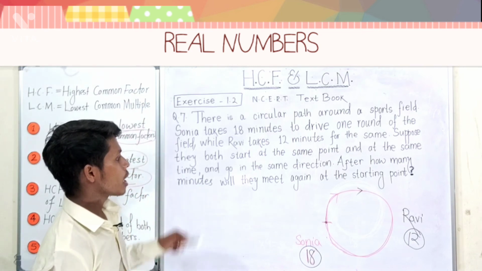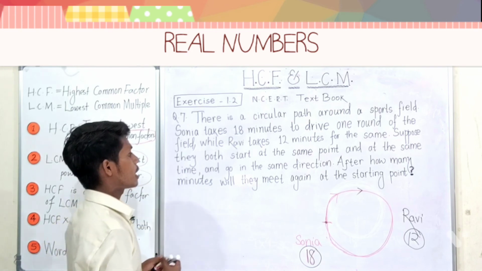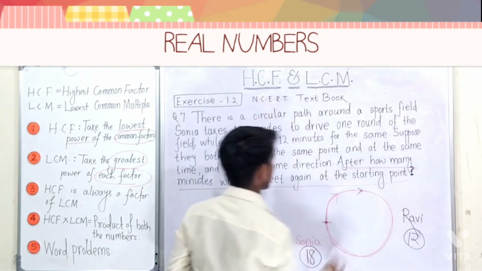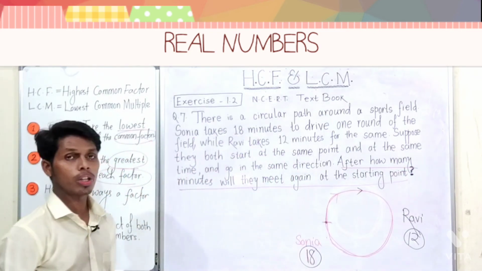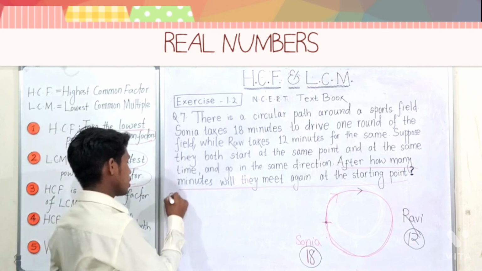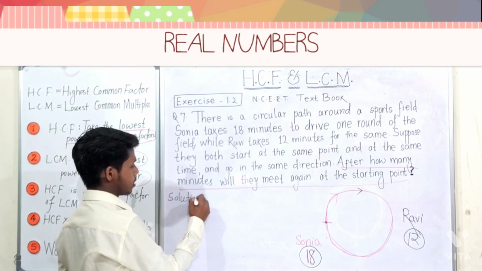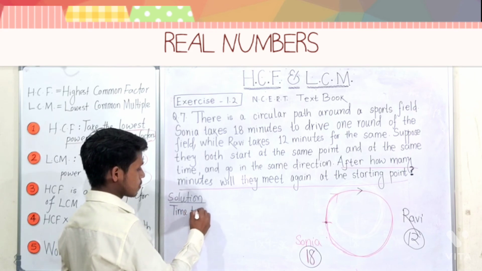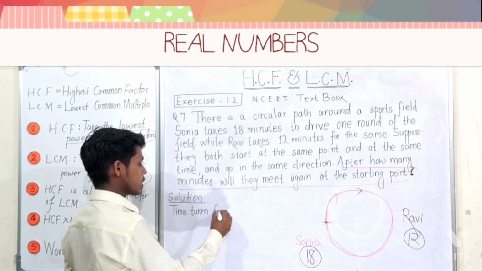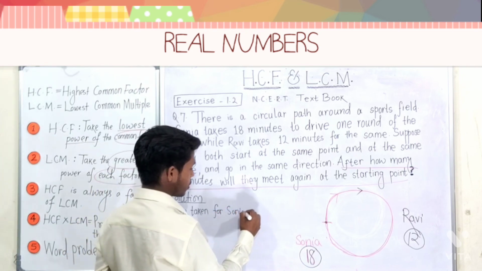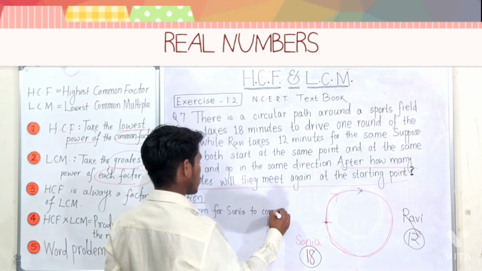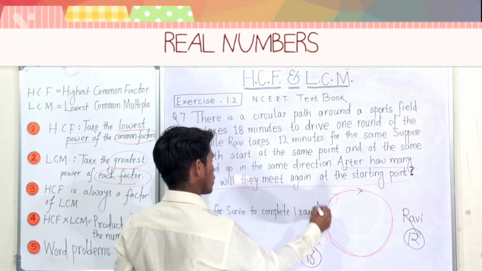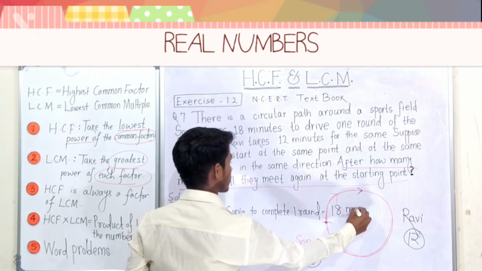Okay, so now here also the same case is given. It is asked after how many minutes will they meet again at the starting point. So we have to find the LCM. At first we will write the givens. You have to write: time taken for Sonia to complete one round equals 18 minutes.